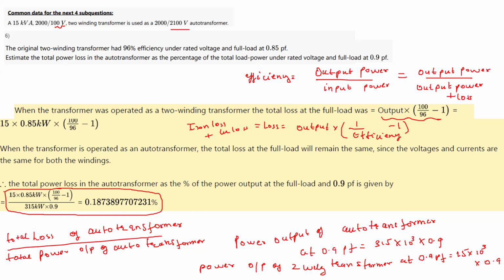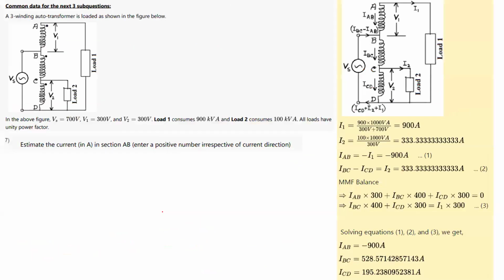Then they're asking you to calculate the percentage of total power loss in that auto transformer as a percentage of total output power at 0.9 pf. So this is what I did; percentage means multiplying by 100%. They're asking you to calculate the fraction of the loss relative to the total output power and calculate the percentage. So this is the question. Now we move to the next question.